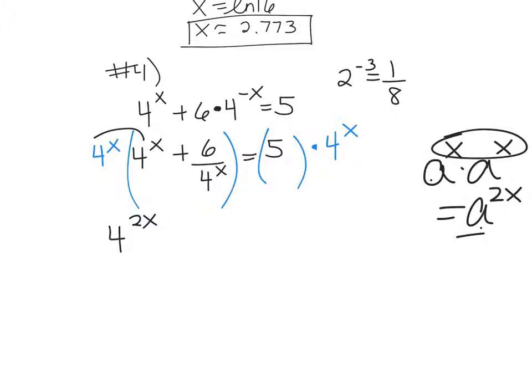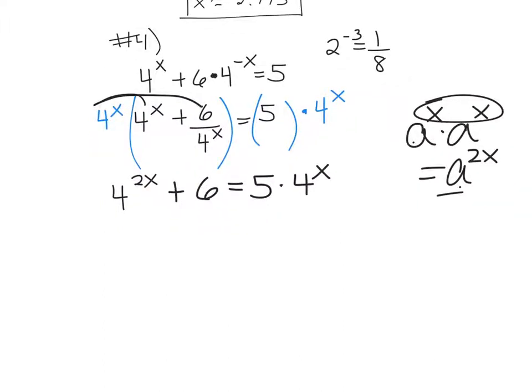All right, and then distribute here. And here the 4x and the 4x will reduce, leaving you with just 6. And over here we have 5 times 4 to the x. That is not 20 to the x, okay? It's 5 times 4 to the x. All right, now I made it a little bit better, but still super gross. So let's go ahead and get that 5 times 4 to the x, we'll bring it all over to one side. 5 times 4 to the x plus 6 equals 0.